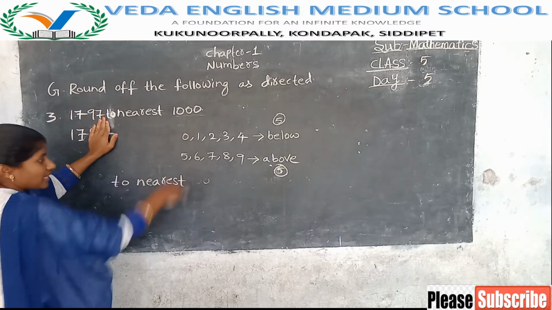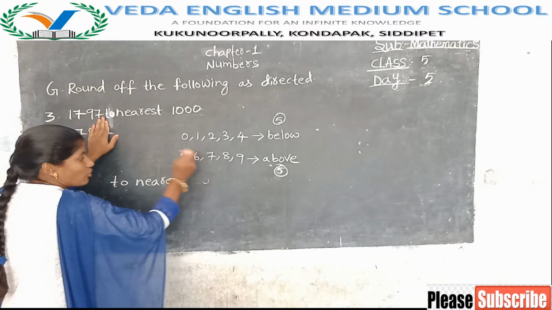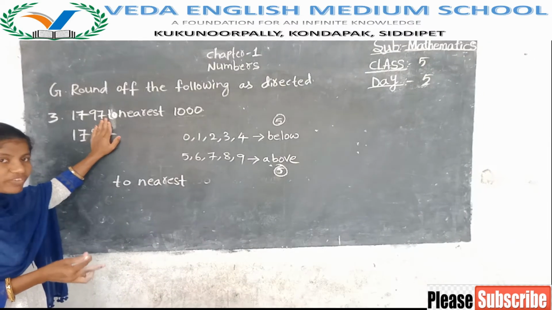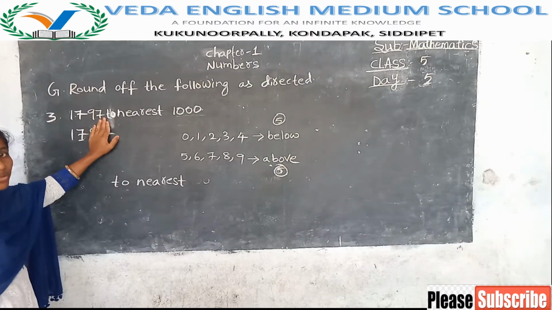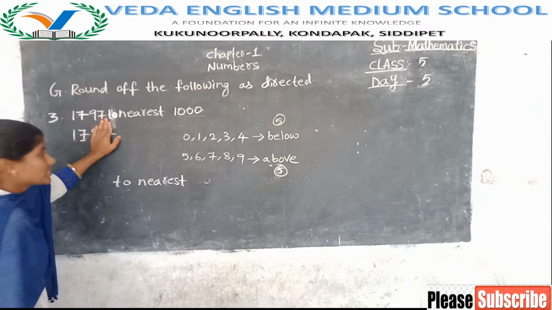Now come here and see. Is 7 above 5 or below 5? Very good. 7 is above 5. If the number is above 5, then what do you have to do? If the number is above 5, simply you have to increase the next number, and in the remaining places you have to write zeros. What do you have to write? In the remaining places you have to write 0.